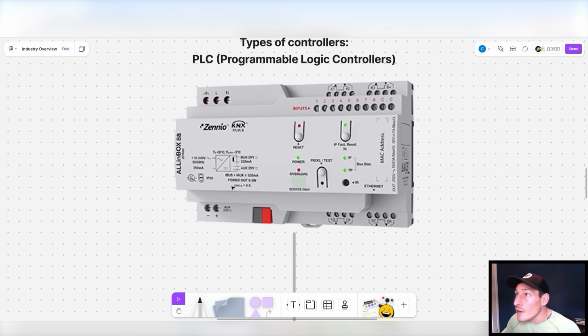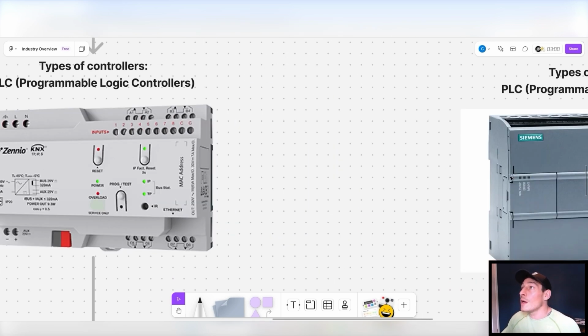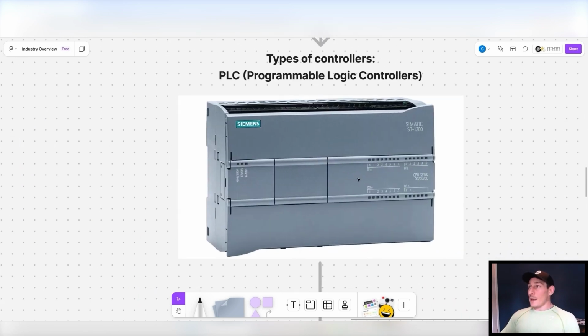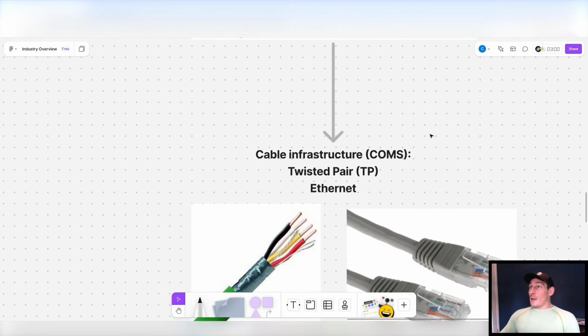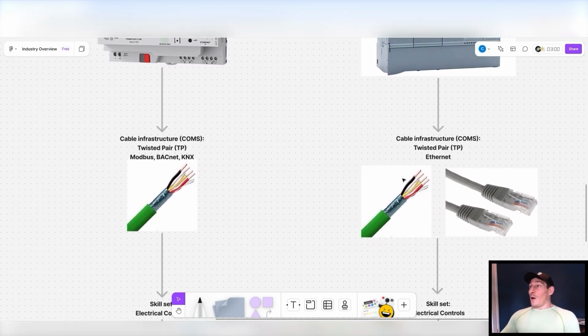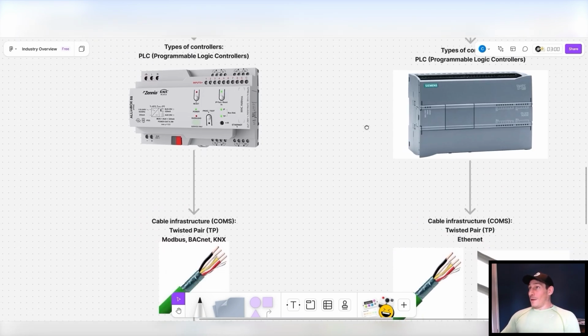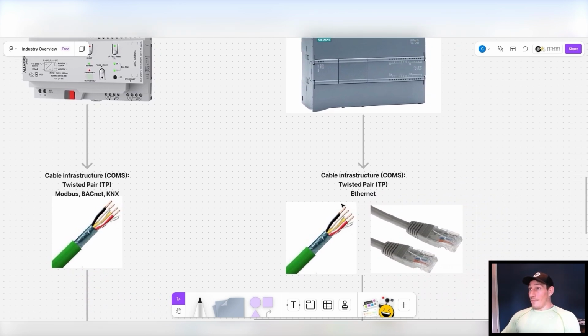So all of these PLCs have an Ethernet port. Where is it here? Ethernet, there we go. Ethernet port. So they all have Ethernet connections anyway. So as you can see, again, we've got a lot of overlap. We've got PLCs, and we've got a very similar cable infrastructure.